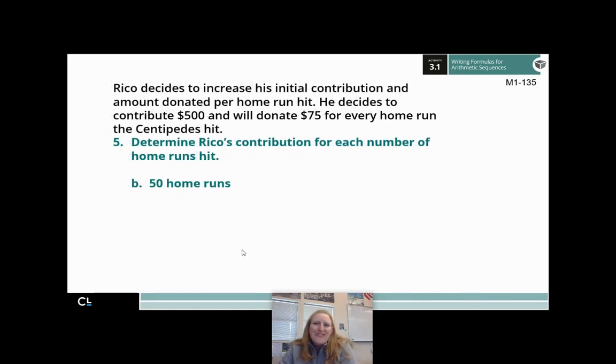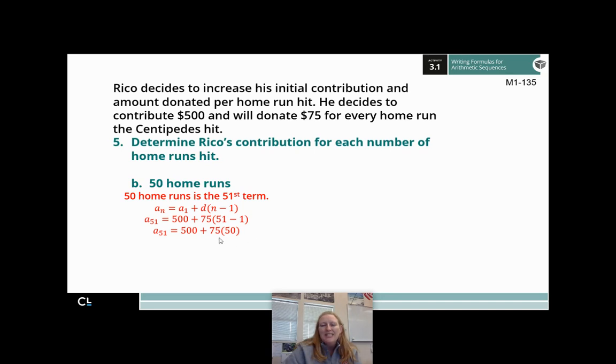So what if they get 50 home runs? Well, 50 home runs means I'm looking for the 51st term. So that means everywhere I see an N, I'm going to plug in 51. My first term is 500. My common difference is 75. Plug those in. 50 minus 1, of course, gives me 50. Times 75 gives me 3,750. Plus 500 gives me $4,250. So if the Centipedes hit 50 home runs, Rico's going to donate a nice little chunk of change. Good job, Rico.